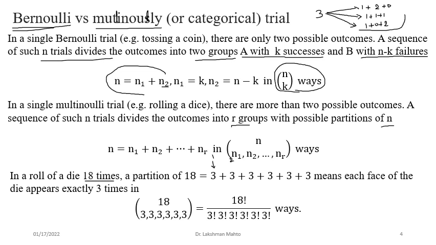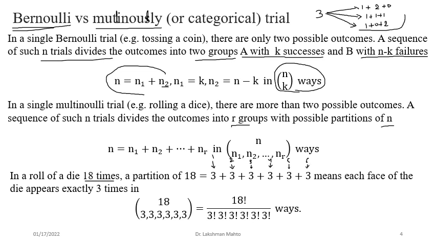Then, for one possible partition, we will further see that there is an order. Right now we are saying that 1 is coming 3 times, 2 is coming 3 times, 3 is coming 3 times, 4 is coming 3 times, 5 is coming 3 times, and 6 is coming 3 times. That we called one possible partition.